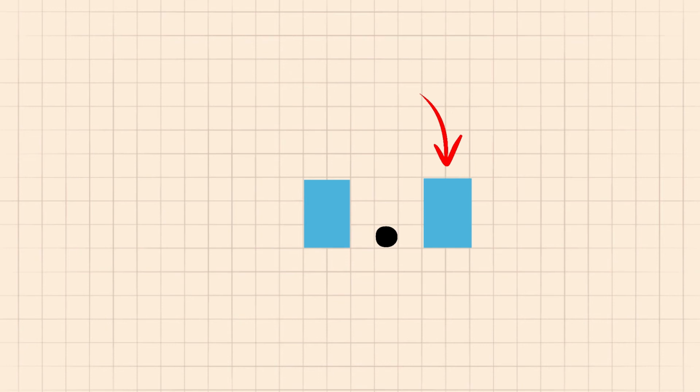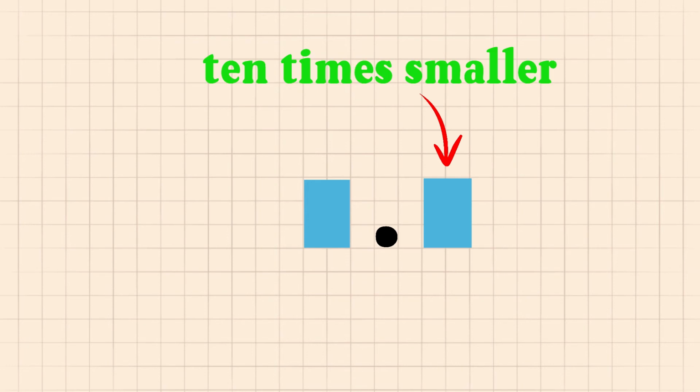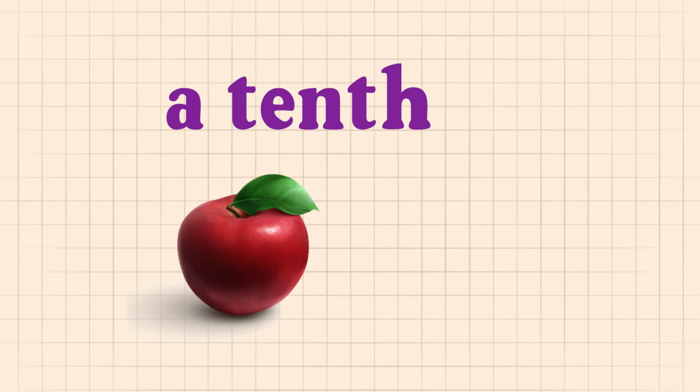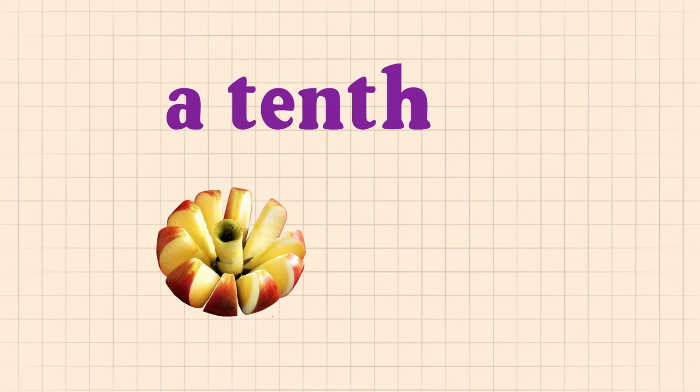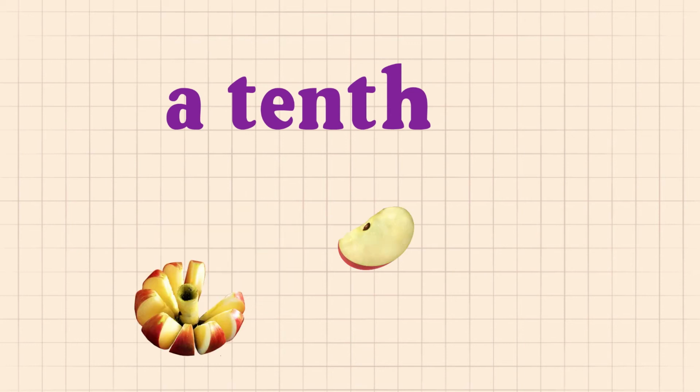As the ones place counts amounts by ones, the number placed to the right of it counts amounts 10 times smaller than ones, called tenths. It is the amount that we get if we take one whole apple and cut it into 10 equal pieces and take one of them.